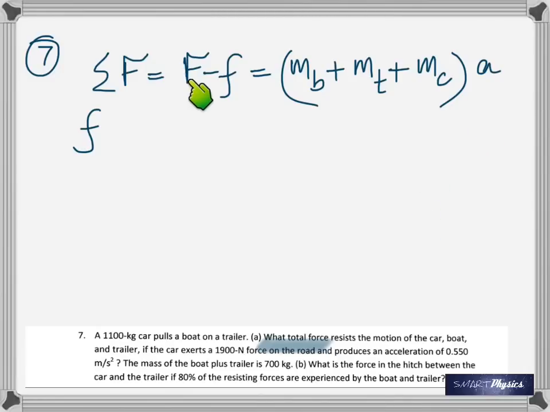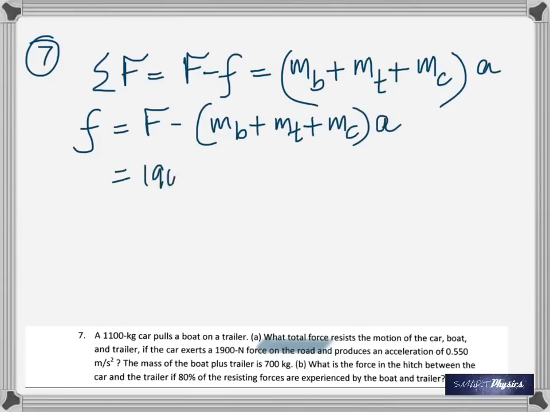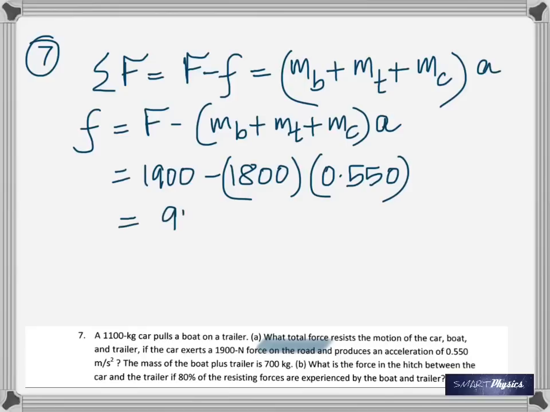So that's the applied force, that's the total friction force, total mass of all of them and acceleration. So when you make friction the subject, you are going to get this. You have to be careful on that part, please. Everything is given, just substitute 1900 minus, got to add all the masses together, and I think you get 1800, don't you? Yeah, because 1100 plus 700 is 1800, so we got the total mass times acceleration, force of friction is 910 newtons.